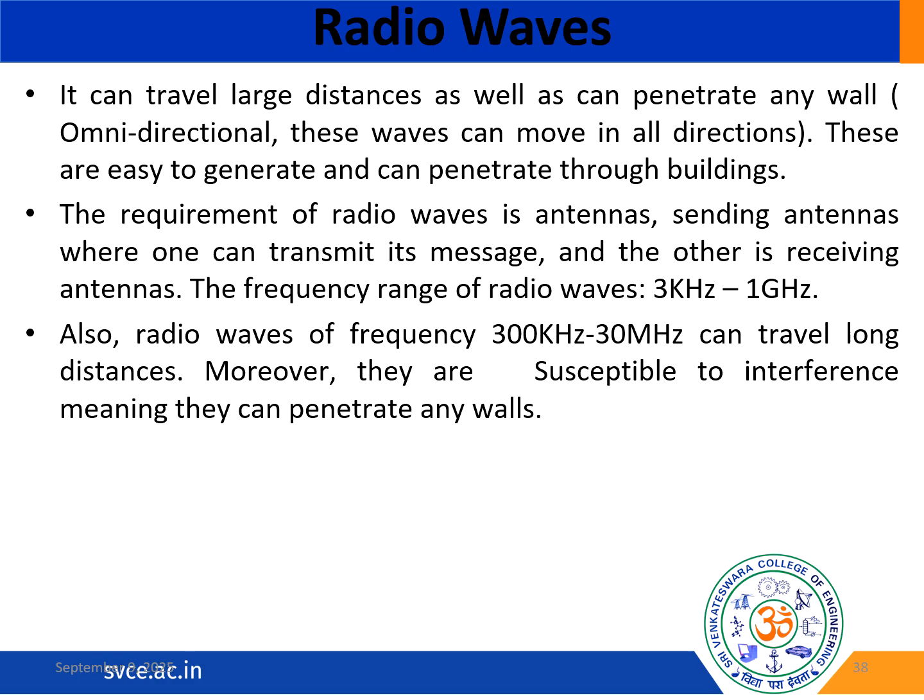The requirement of radio waves is antennas: one transmits the message and the other is the receiving antenna. The frequency range of radio waves is 3 kilohertz to 1 gigahertz. Radio waves have some advantages: they can travel long distances in all directions and pass through obstacles. Since they are wireless communication mediums, there is no need for digging and spreading wires.